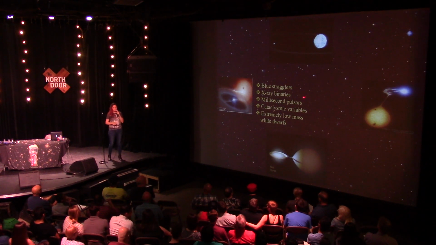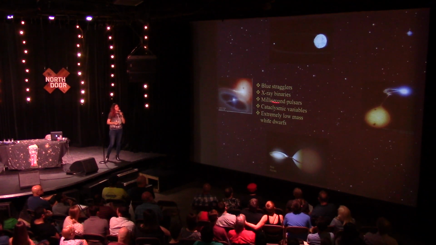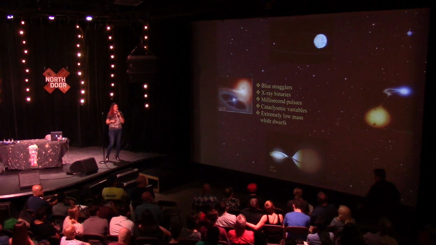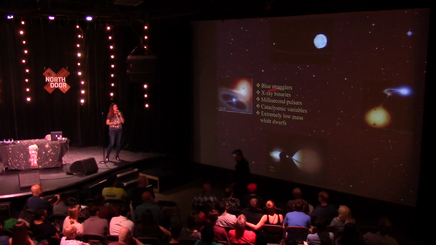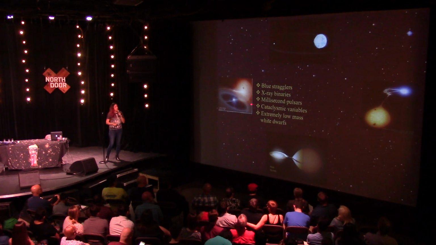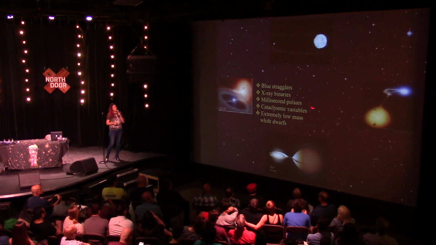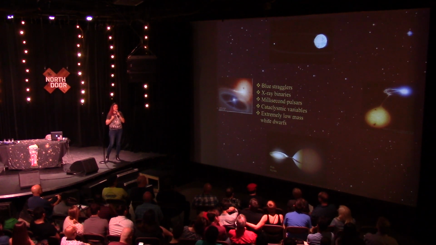The other ones are X-ray binaries, millisecond pulsars, and also the cataclysmic variables. They all have some X-ray emission, but in X-ray binaries one of the stars in the binary system is a neutron star. In millisecond pulsars, one of them is a pulsar. And in cataclysmic variables, one of the stars in this binary system is a white dwarf. The neutron star and the white dwarf are the ones that are receiving the mass.